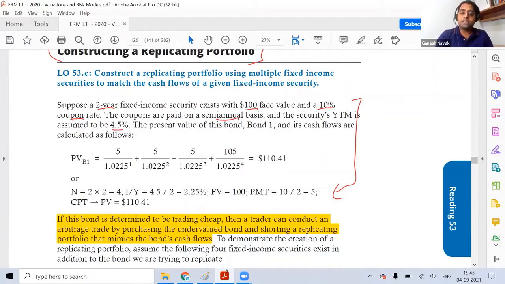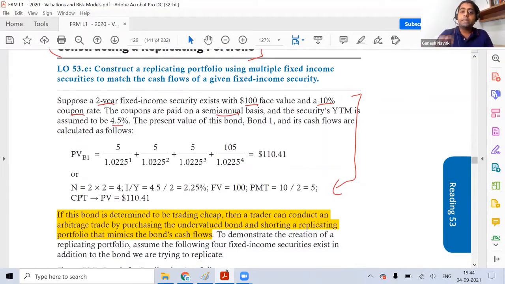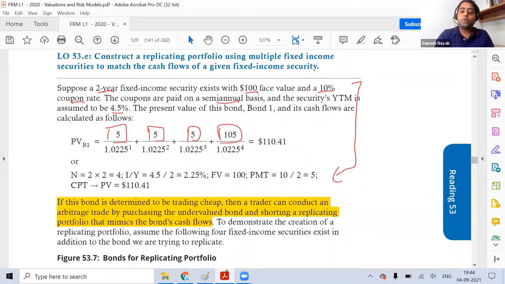What they have done is calculate the present value, and the important point that you want to understand is the cash flows. The first cash flow is 5, second, third, and the fourth cash flow is 105. The first cash flow of $5 is going to come after 6 months, the second after 1 year, likewise. Now if you want to identify whether this bond, whose price is given over here as 110.42, is cheap or expensive, is there an arbitrage opportunity?